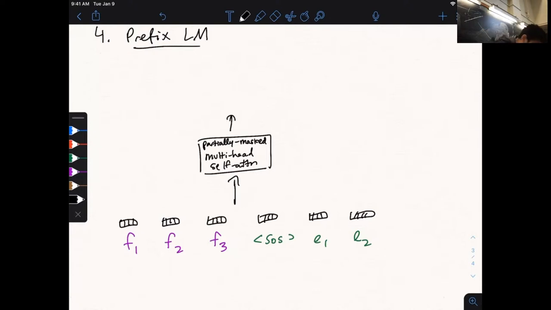So, I have to draw a lot of these. Actually, let me just do this.